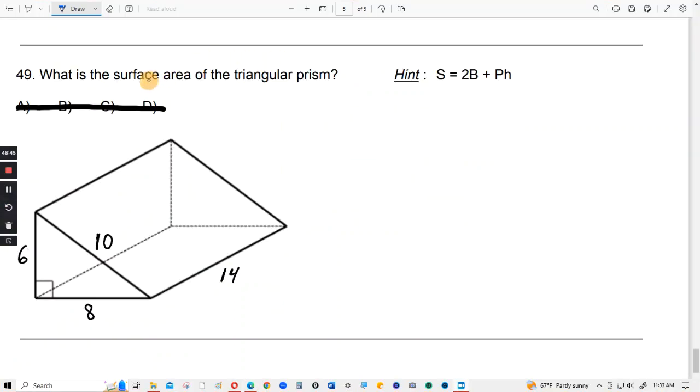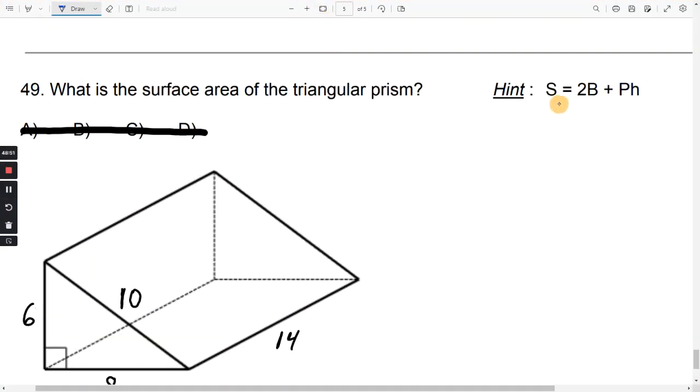Alright, last one. What is the surface area of the triangular prism? Now you can add up all the faces if you want, but the shortcut is to use the formula for the surface area of the prism. It's 2B plus PH. Okay, capital B is the area of the base, and the base is a triangle because it's a triangular prism. So the base is basically the area of a triangle, which is 1/2 base times height.